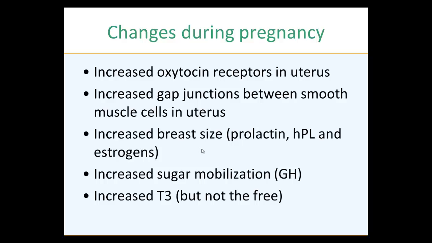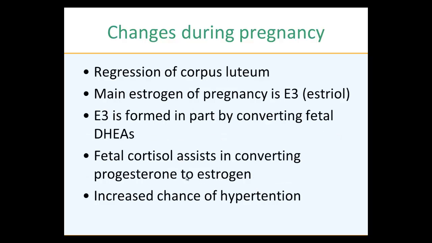You're increasing the breast size, and the reason is estrogen, prolactin, and human placental lactogen, all of them are increasing the breast size. You're increasing the sugar mobilization, and that will be due to both the growth hormone and HPL. HPL also will increase the sugar mobilization because it's anti-insulin. There is an increased T3 also to cope with increased demand from the baby or the fetus.